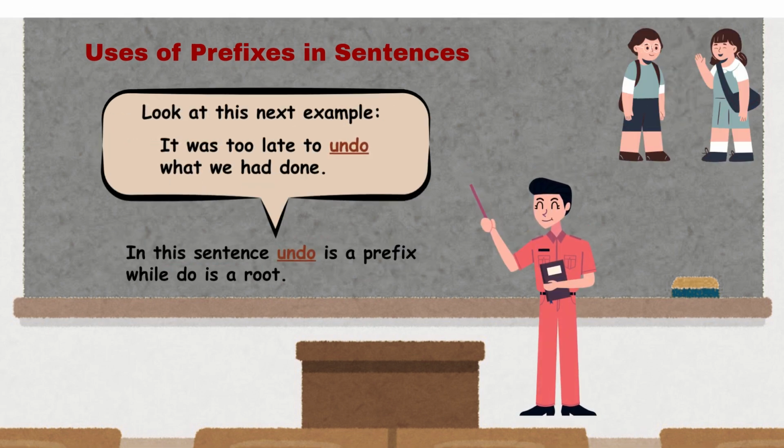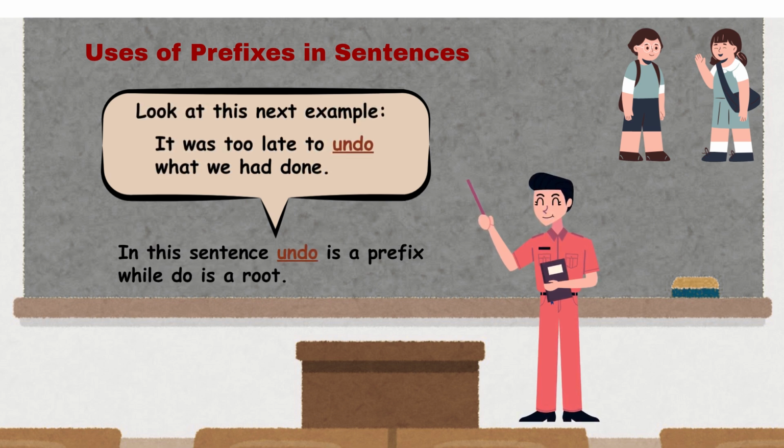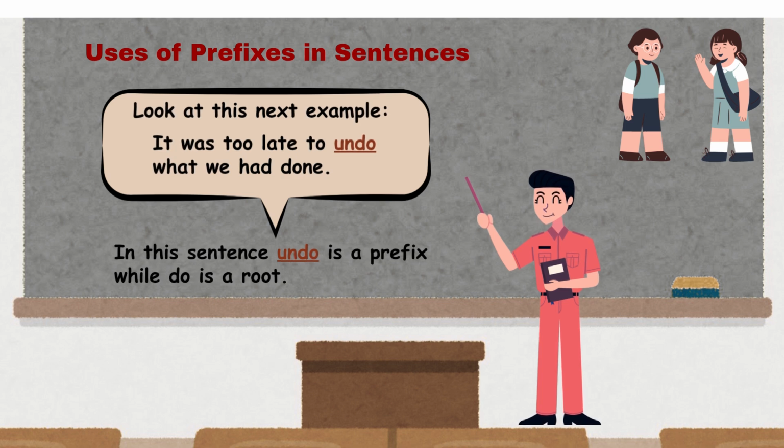Look at this next example. It was too late to undo what we had done. In this sentence, undo is a prefix while do is a root.